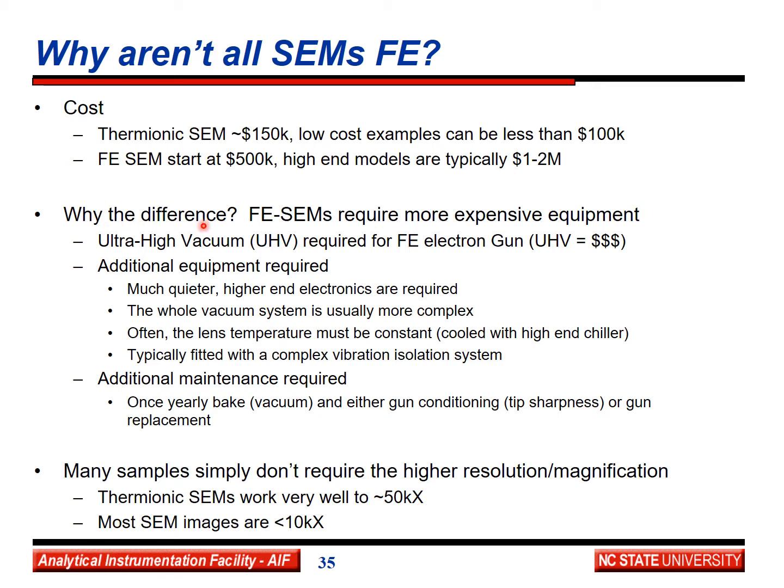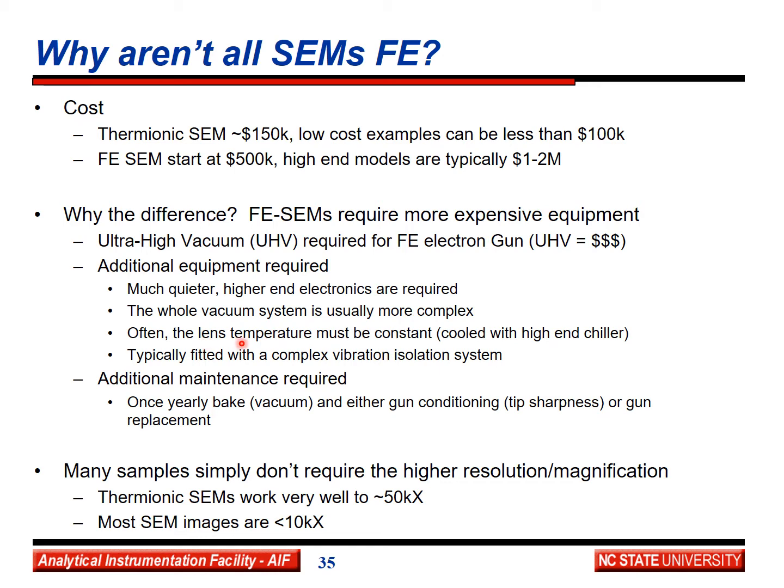And why are the differences in cost? The simple answer is that field emission SEMs require much more expensive equipment, and they're much more complex. You have to have ultra-high vacuum for the electron gun. And whenever you see the abbreviation UHV all in a row, you should read $, because ultra-high vacuum is expensive and difficult to attain. It requires additional equipment. You have to have much quieter, higher-end electronics. The whole vacuum system is much more complex.